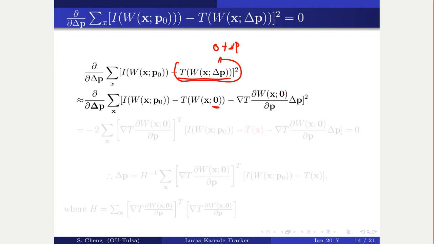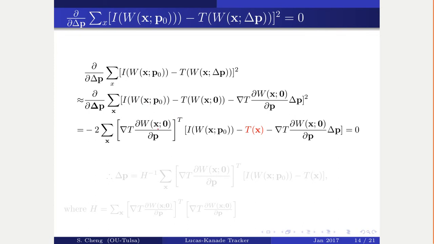And the Jacobian of that is just the gradient of T multiplied by the Jacobian of W with respect to p. So if we take the partial derivative of this whole term with respect to delta p, then again I will have something like this, 2 times this expression, and then take the derivative of these two with respect to delta p. These two will be 0, and we only have this term left here. And note that for this guy here, if we warp the template image by parameter 0, it's essentially not warping it. So therefore we just have T(x) here.